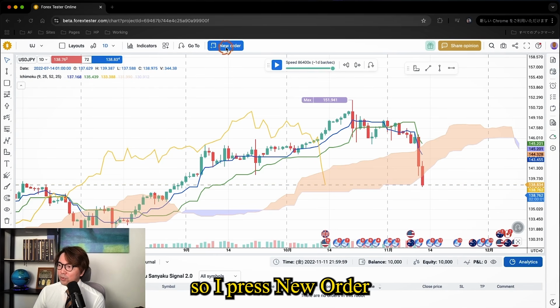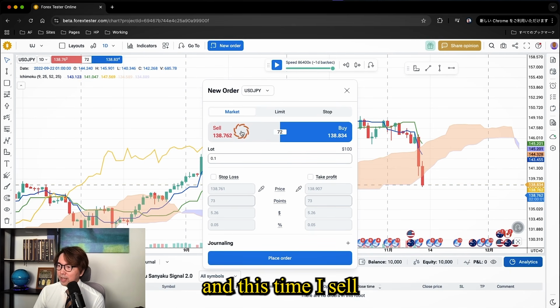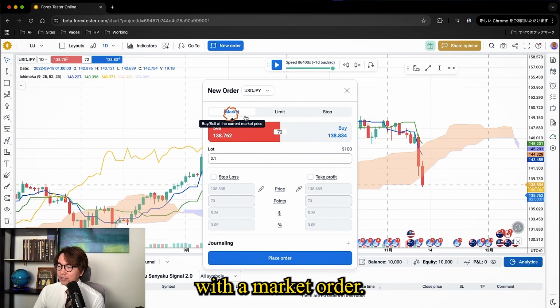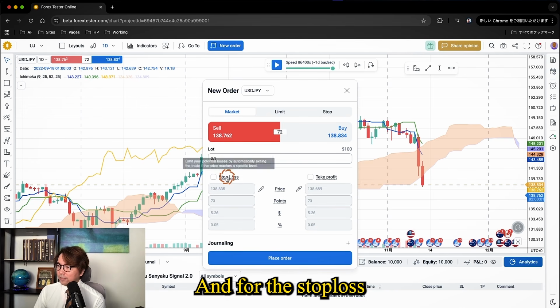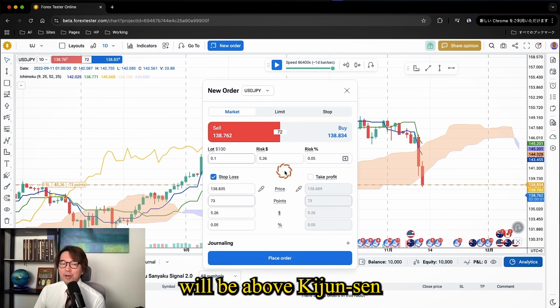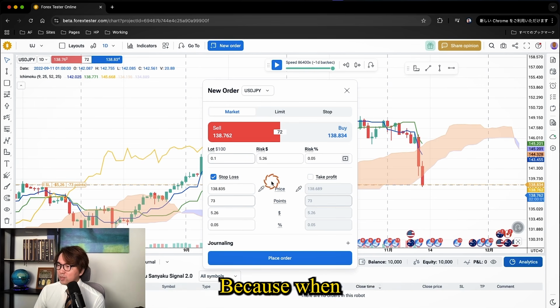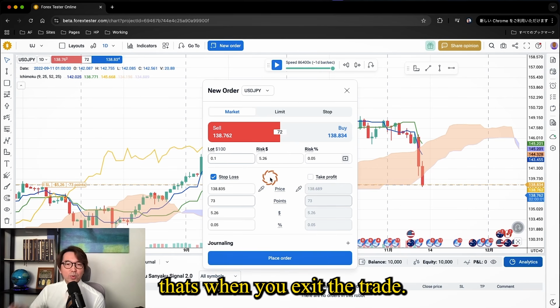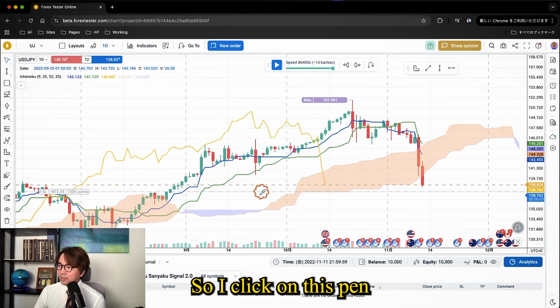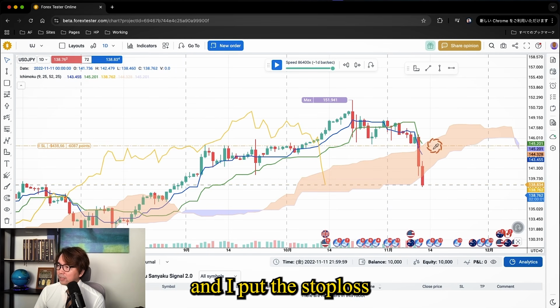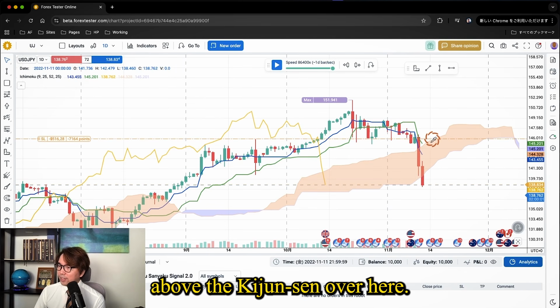So I press new order, and this time I sell with the market order. So I choose market and sell. And the stop loss will be above the Kijun-sen, because when the price breaks the Kijun-sen, that's when you exit the trade. So I click on this pen and I put the stop loss above the Kijun-sen over here.